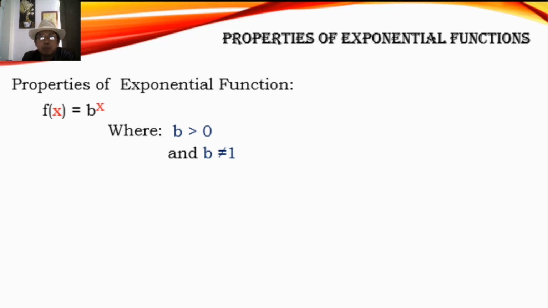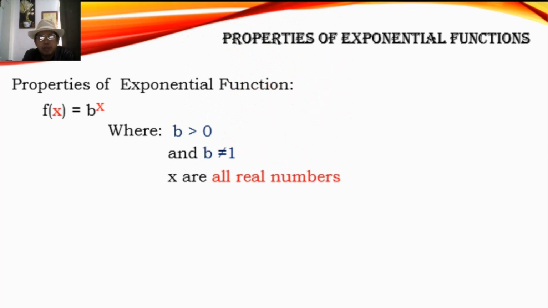That could be 0.1, 0.5, 0.75, 1 half, 1 third. You will notice these numbers are all greater than 0. But there is the caveat that your b must not be equal to 1. Meaning to say, you can have the value of b as 2, 3, 4, 5, but not equal to 1. Now what about the values of x?